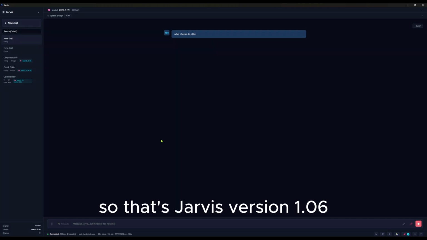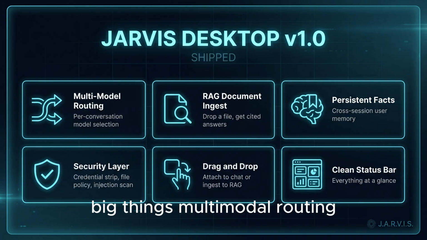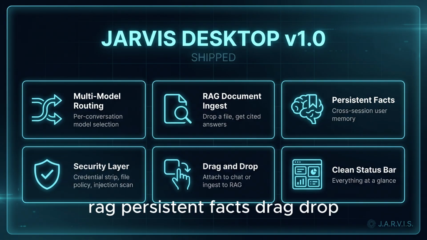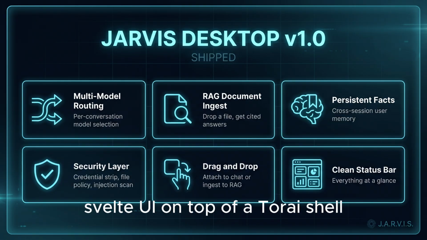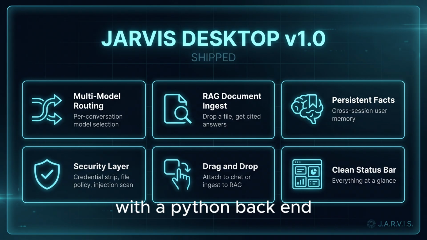So that's Jarvis version 1.0. 6 big things: multi-model routing, RAG, persistent facts, drag and drop, the security layer, and a clean Svelte UI on top of a Tauri shell with a Python backend.